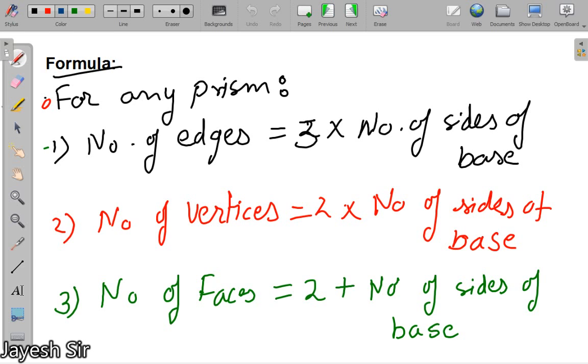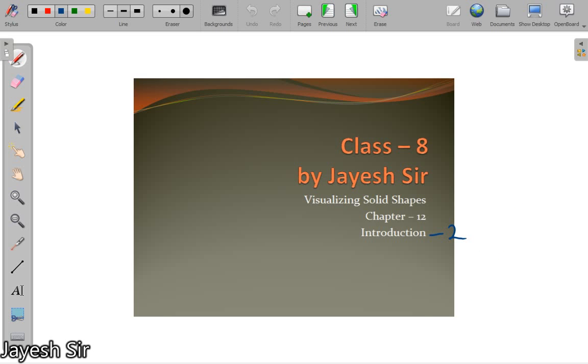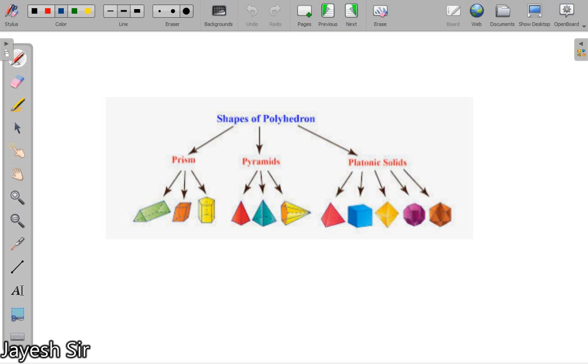For any prism, number of edges is equal to 3 into number of sides of base, number of vertices is equal to 2 into number of sides of base, and number of faces is equal to 2 plus number of sides of base. We have written all this. We have discussed what kind of prism we have. Now today we are going to discuss about pyramids.